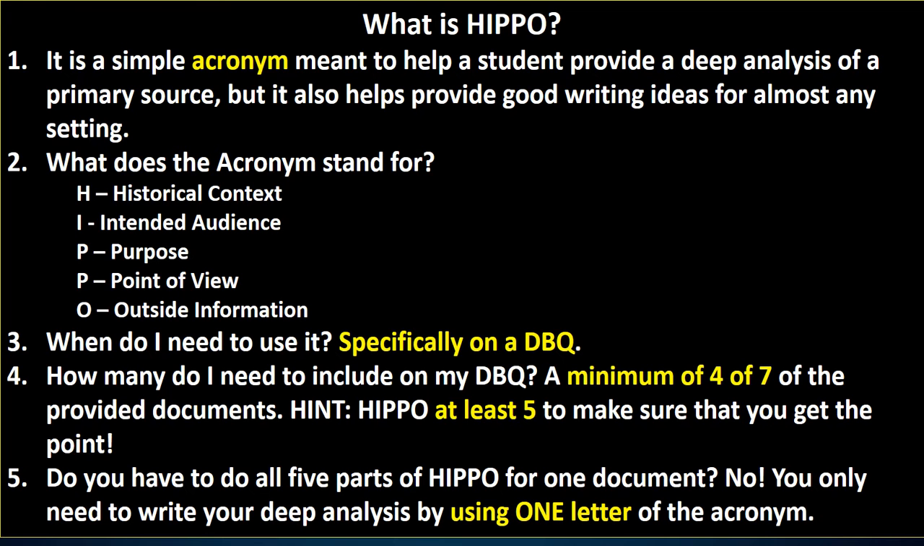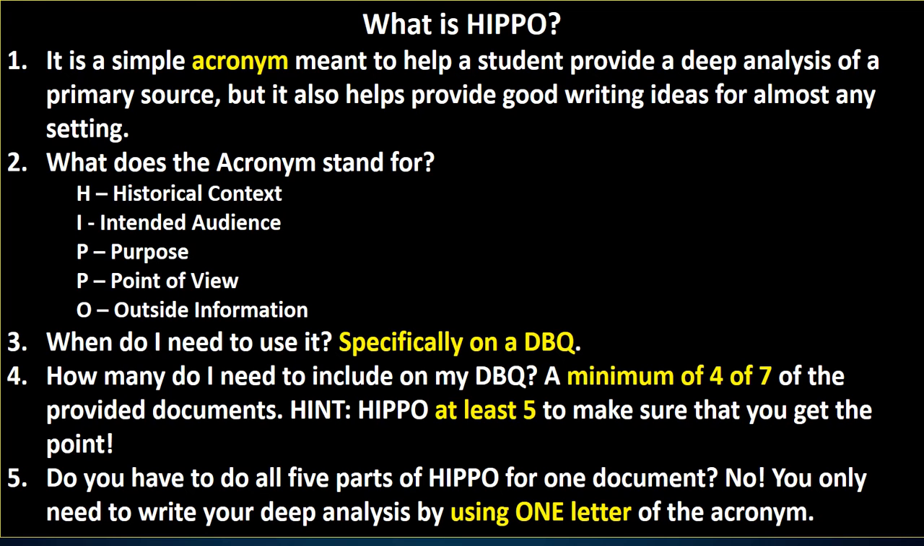And then outside information, not specifically mentioned in the document. What can you bring to the table with that? And I'll give you an example of that here in a moment as well. When do you use this? This is specifically on a document-based question. You need to do this for 4 of the 7 documents that you'll get on a DBQ. I like to urge my students to go on and use HIPPO on at least 5 of the documents, just to make sure that you get the point for that.